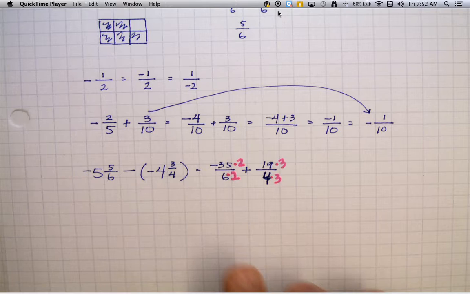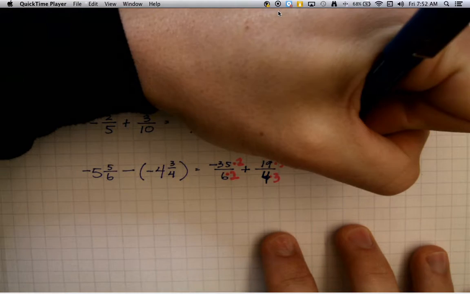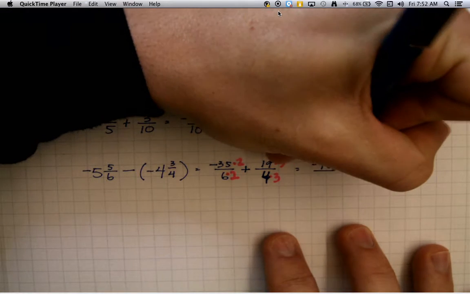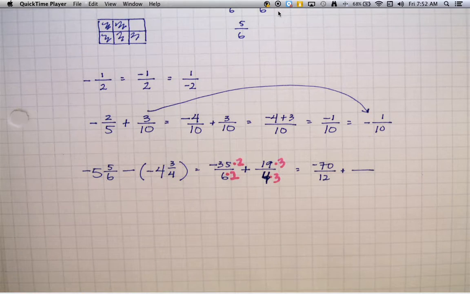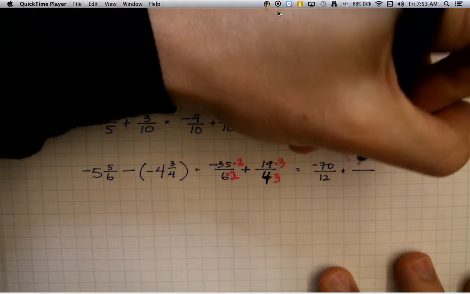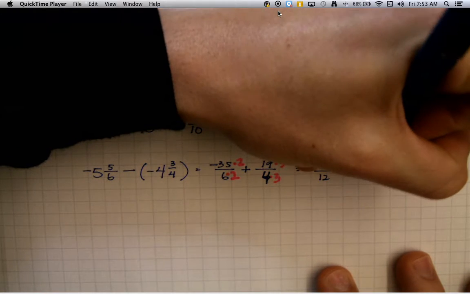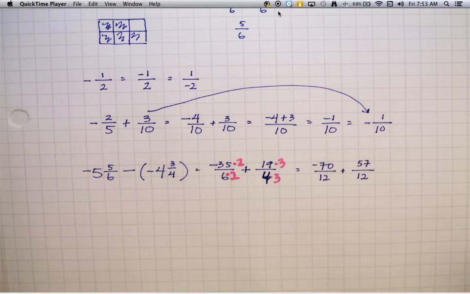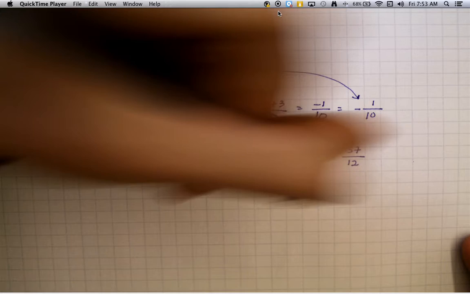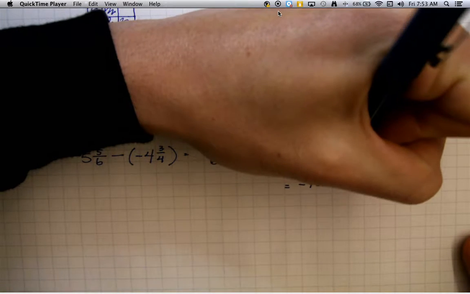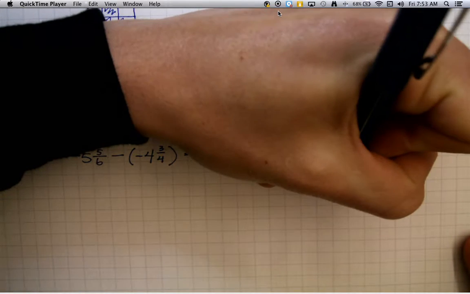Here we go. Negative 35 times 2 is negative 70. 6 times 2 is 12. Plus 19 times 3, well, let's see, 20 times 3 is 60. Take away a group of 3, that's 57. And that's 12 also. Running out of horizontal space, so I'm going to continue right down here. I'm going to do negative 70 plus 57, all out of 12.